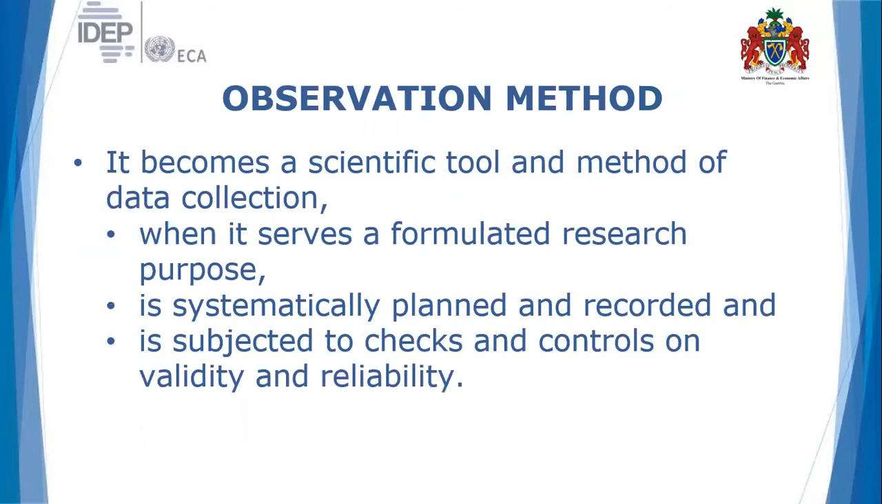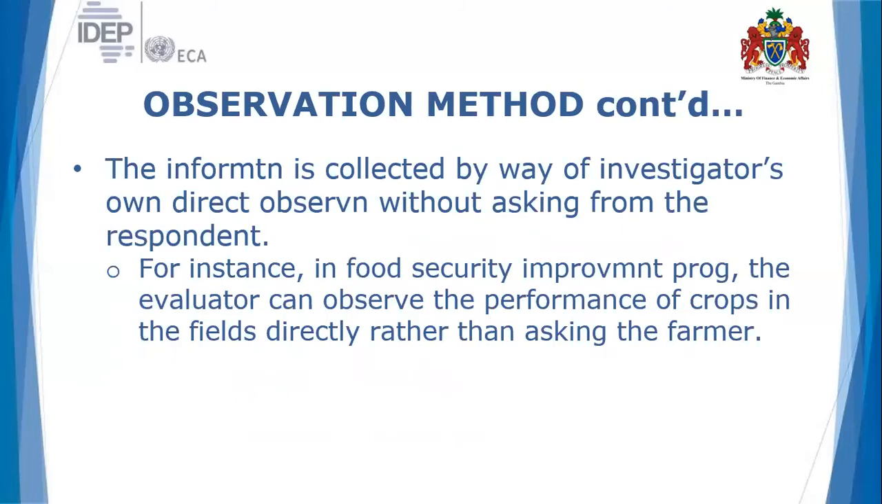Observation method. This is one of the powerful methods used for correction of data in research. And observation becomes a scientific tool and method of data collection when the following are met. One, when it serves a formulated research purpose. At the same time, it is systematically planned and recorded, and is subjected to checks and controls on validity and reliability. So under observation method, the information is collected by way of investigators' own direct observation without asking from the respondent.